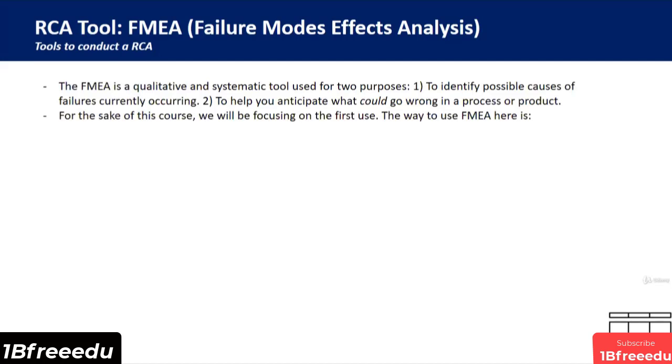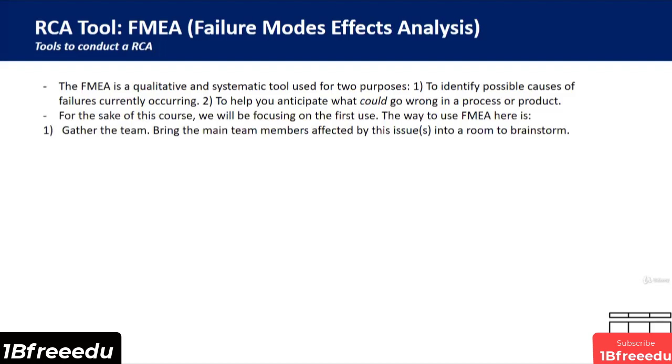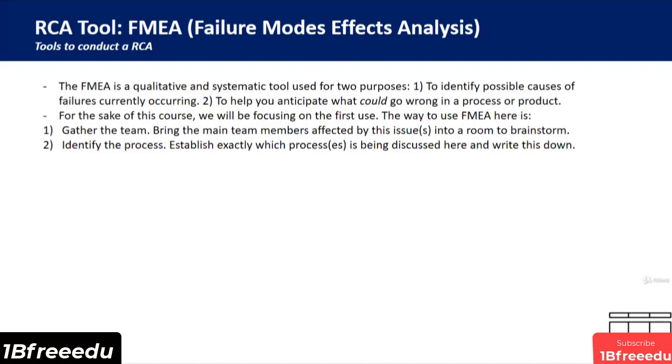Now, for the sake of this course, we'll be focusing on the first use because that is regarding root cause analysis. And the way to use FMEA here is to do the following. Firstly, as with most of these tools, gather the team. Bring the main team members affected by this issue into a room because we're going to brainstorm. Next, identify the process. So establish exactly what process, or often with FMEAs, processes, are being discussed here and write those down.